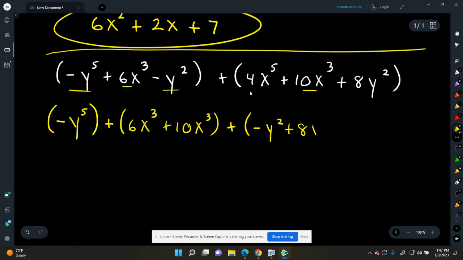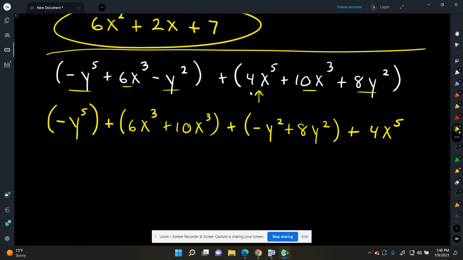plus 8y squared. Okay. Now, if you notice, I've been putting a little light underline under the term after I use it. That helps me to keep track, because in this case, we have not done anything with the 4x to the 5th. So I need to make sure that I add that on to the end so that I don't lose it. Okay? Why don't you put it in parentheses like that? Because I could, but there's no other like term for it, so it's by itself.